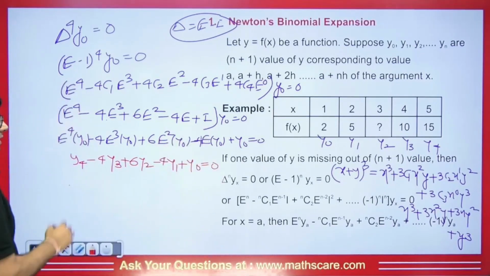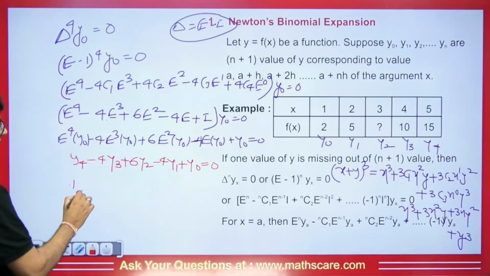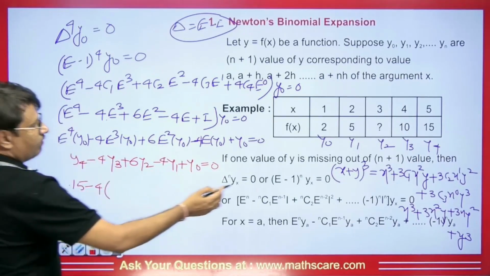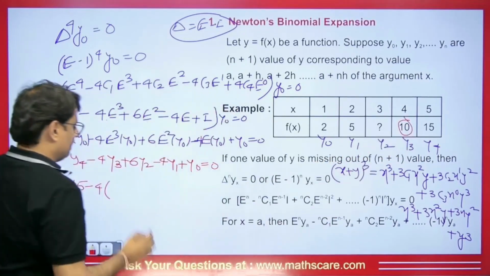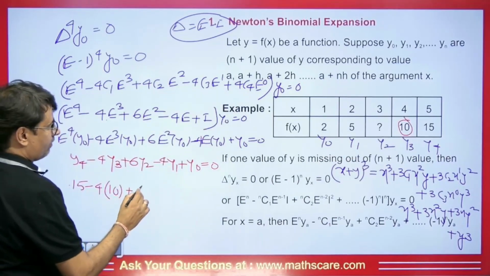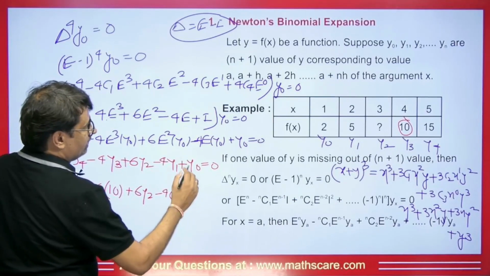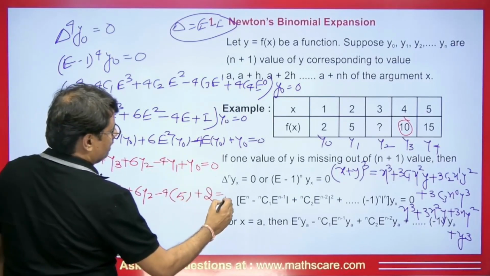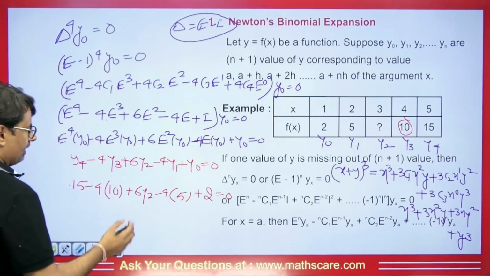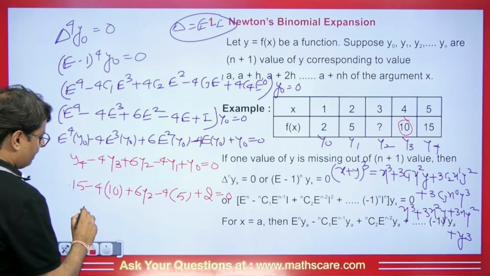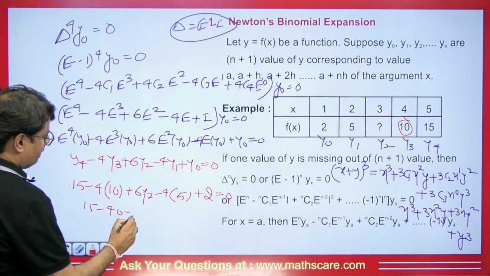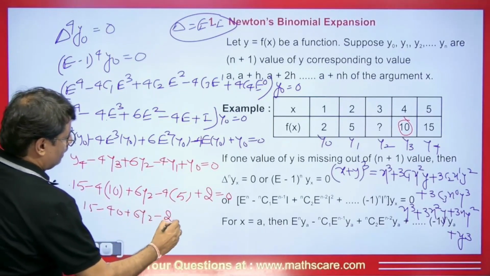Now put all the values. The value of y4 is given as 15 here, minus 4 times the value of y3, which is given as 10, plus we need to calculate the value of y2, minus 4 times the value of y1, which is 5, and the value of y0 is 2. So what are we going to do here? This will give us 15 minus 40 plus 6y2 minus 20 plus 2 is equal to 0.